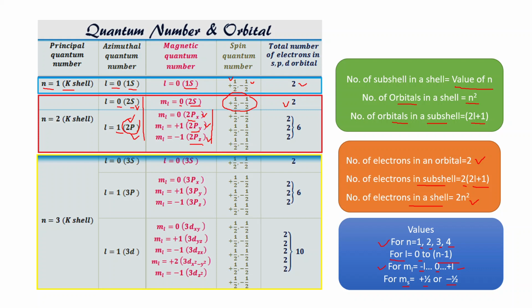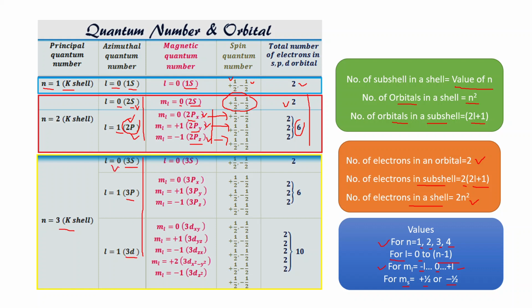Again remember, students, these -1, +1, 0 values do not have any direct relationship with px, py and pz. You can put any value with any orbital. Each orbital has two electrons with opposite spin, plus half and minus half. In this way a total of 6 electrons are present in the 2p subshell, and adding the 2 from 2s, there are 8 electrons in the second shell.